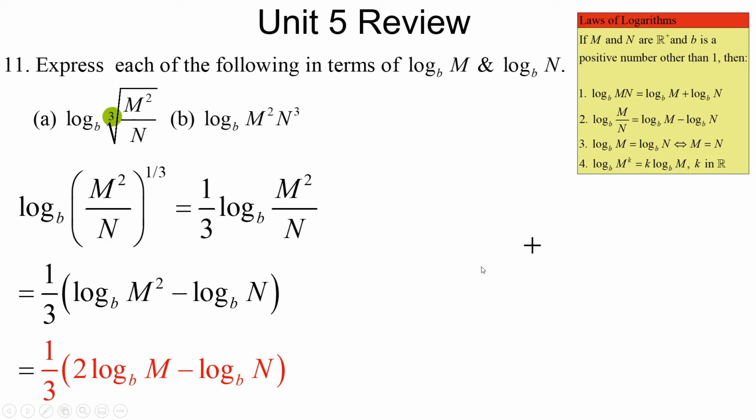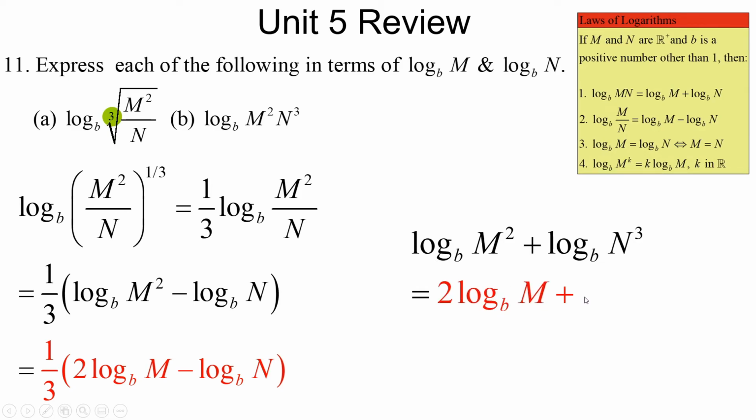Now part B. Well, you see something times something, a log base b of m squared times n cubed. So I'm going to use number 1 there. I'm going to write that the sum of 2 log base b's. And on the left I would have the log base b of m squared. And on the right I will have the log base b of n to the 3rd. And then we use number 4 to bring these exponents out front. So we have 2 times the log base b of m plus 3 times the log base b of n. And there we go. Number 11.